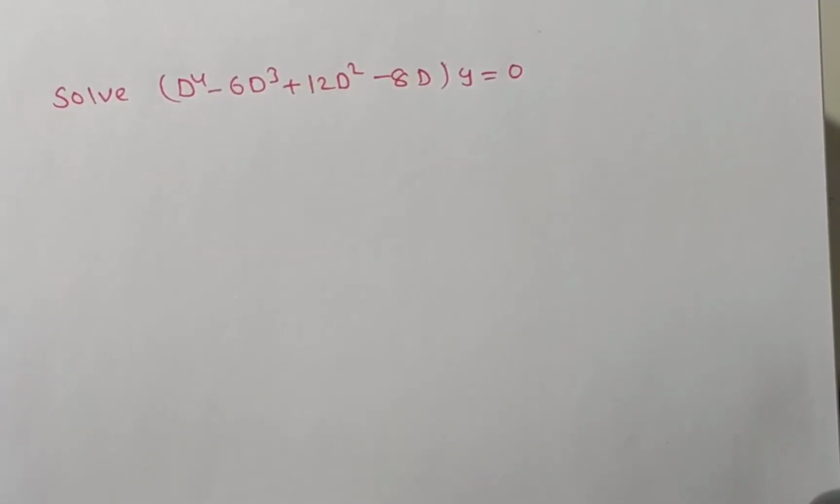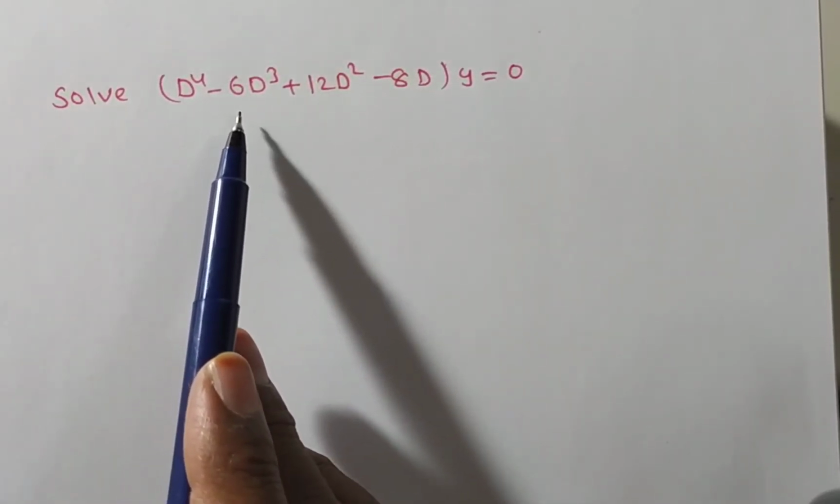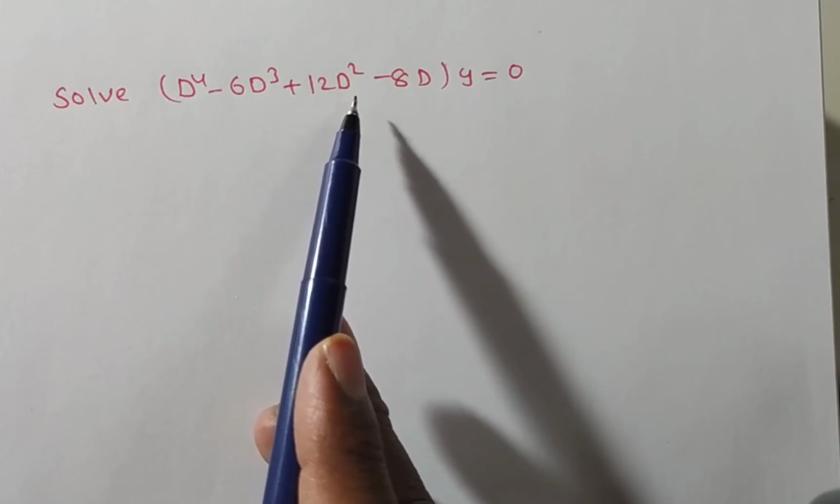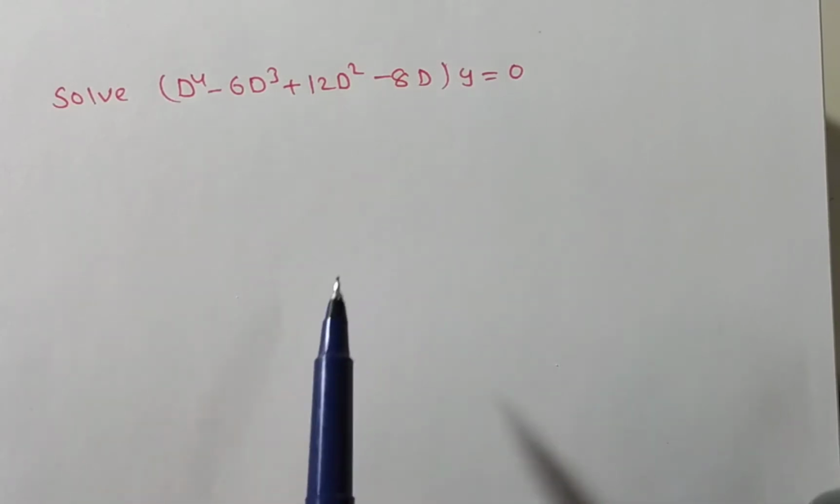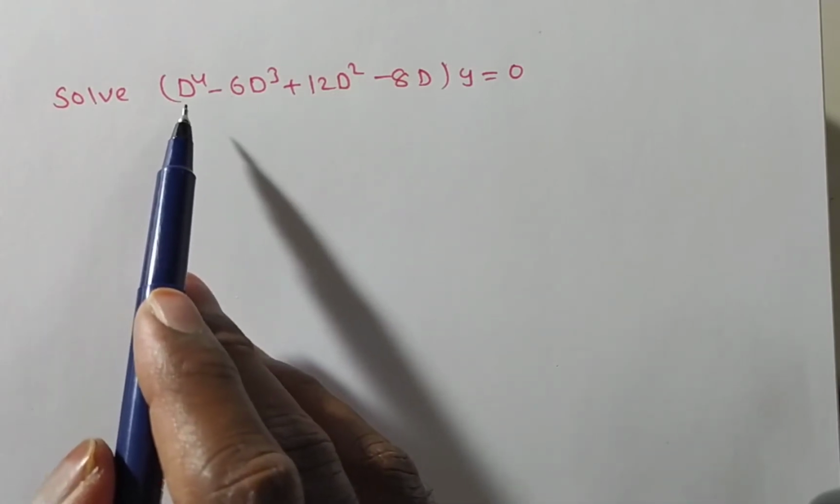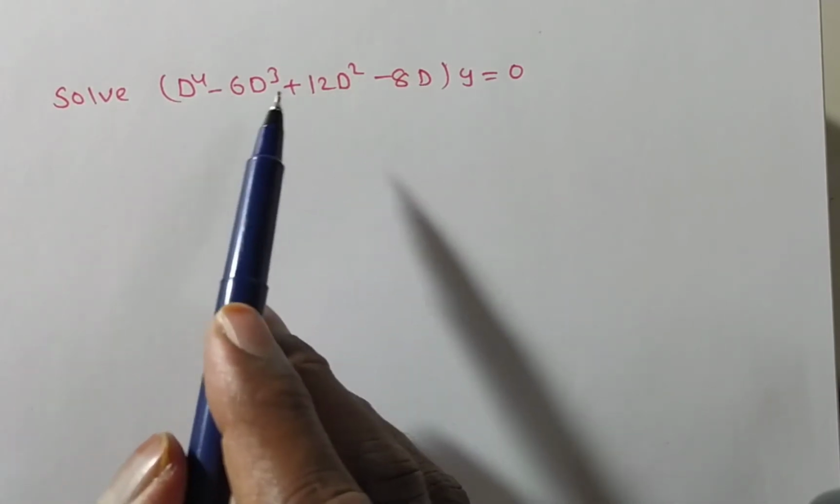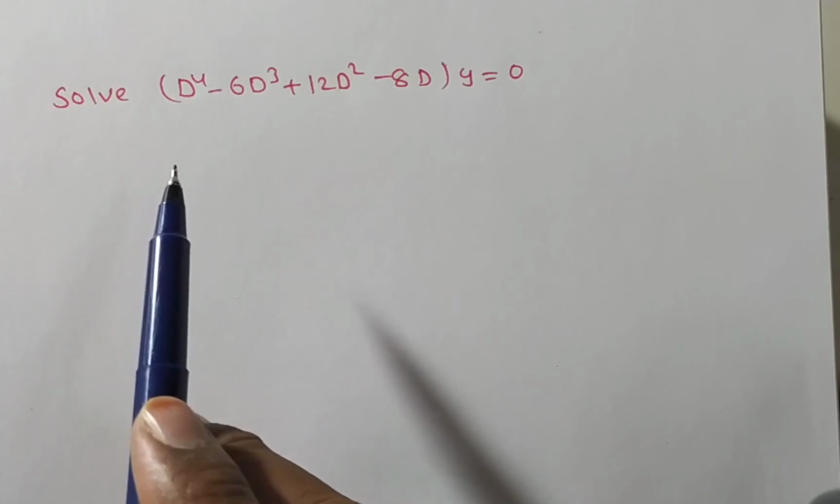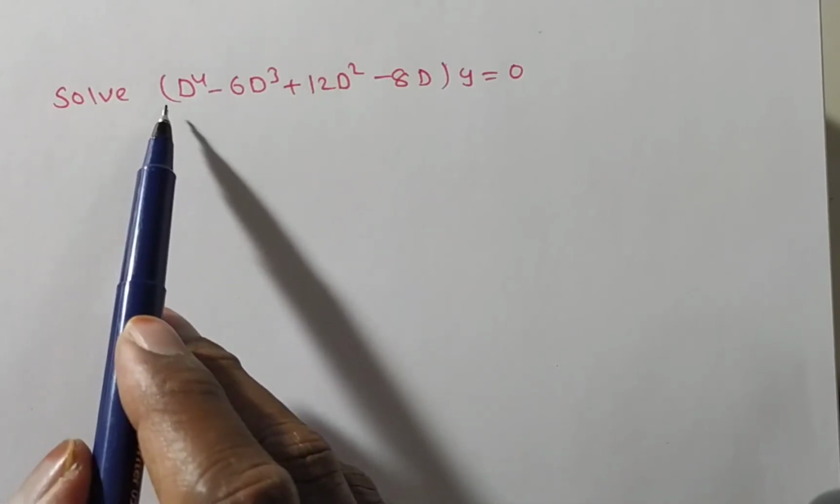The given problem is: solve D⁴ − 6D³ + 12D² − 8D applied to y equals 0. Here D², D³, D⁴ are nothing but the first derivative, second derivative, third derivative, fourth derivative. So by observation we can say the order of the derivative is 4.